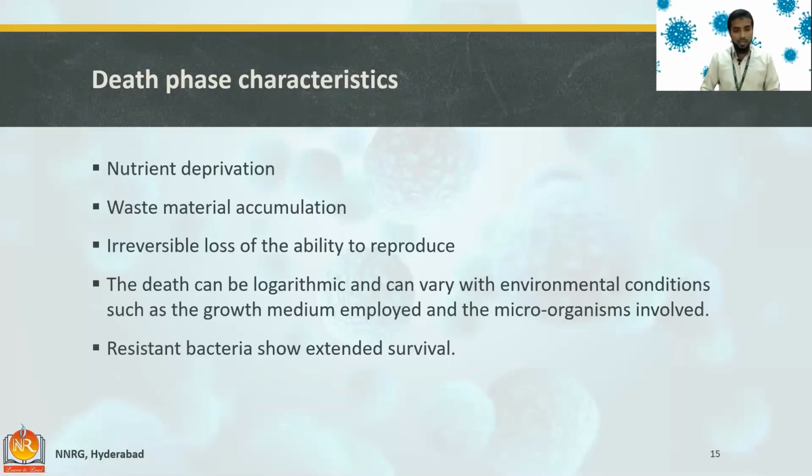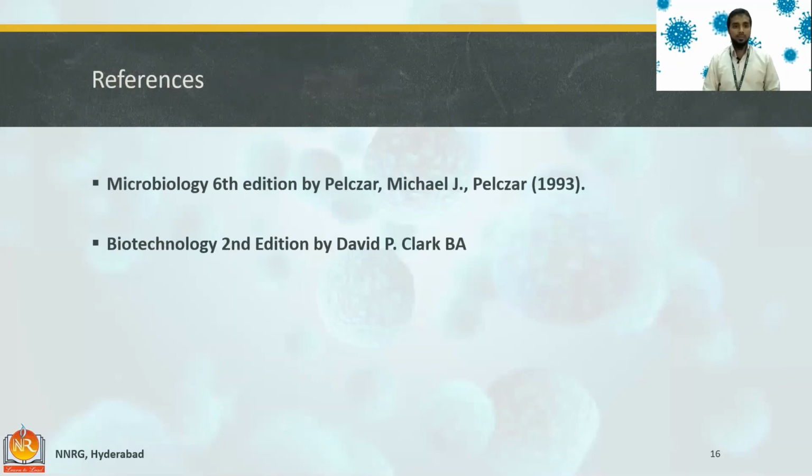And the death can be logarithmic and can vary with environmental conditions. As we have seen in logarithmic phase, they are increasing, and in the same way in death phase, they are decreasing in a logarithmic or exponential way. Such as the growth medium employed, it depends on the microorganism to what extent the decline phase is and how the graph is. Okay, and there are certain bacteria in decline phase which are resistant, which don't die and maintain their integrity, whereas some other bacteria die. So this was the characteristics of death phase, and these are the references.